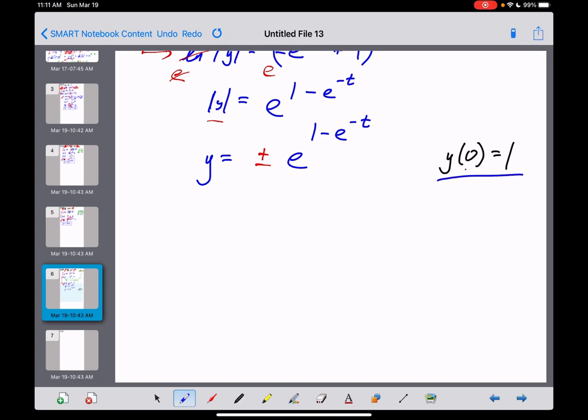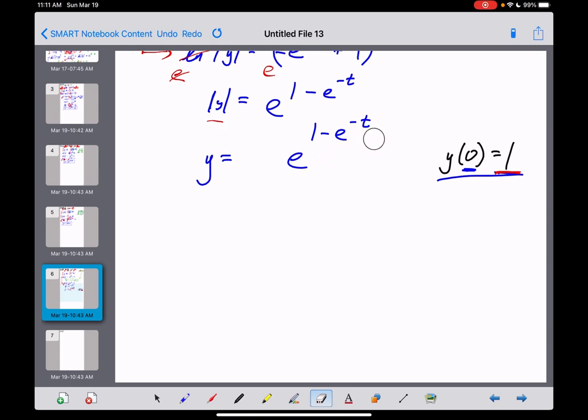So let's put 0 back in for t and find out if it's the positive or negative we need to end up with 1 for y. All right, guys, so if t is 0, this becomes e to the 0 power, which is 1. 1 minus 1 is 0. E to the 0 power is 1, and we wanted positive 1 right there, so it is the positive case right here, not the negative case.